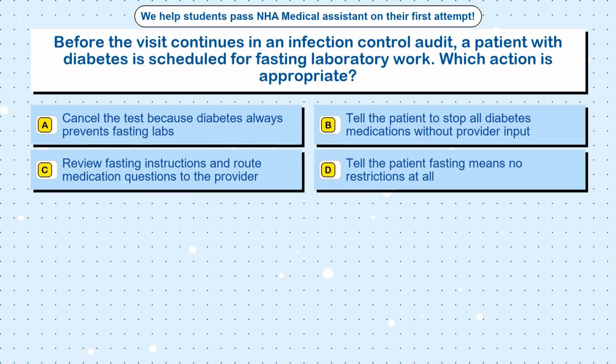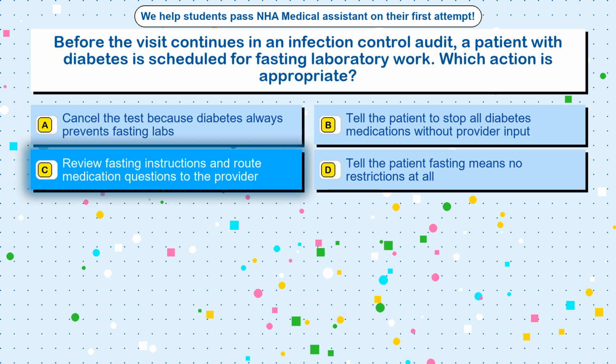Question 11. Before the visit continues in an infection control audit, a patient with diabetes is scheduled for fasting laboratory work. Which action is appropriate? Option A, cancel the test because diabetes always prevents fasting labs. Option B, tell the patient to stop all diabetes medications without provider input. Option C, review fasting instructions and route medication questions to the provider. Option D, tell the patient fasting means no restrictions at all. The correct answer is option C, review fasting instructions and route medication questions to the provider.